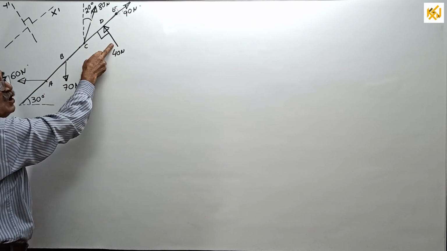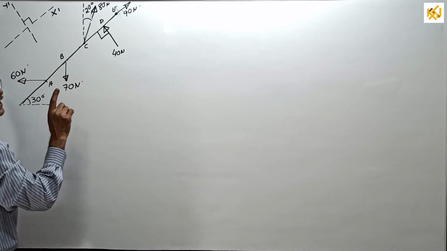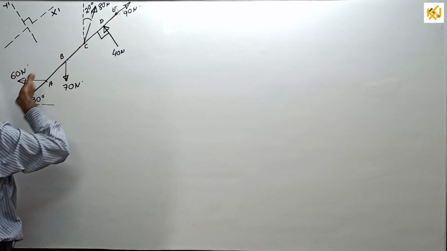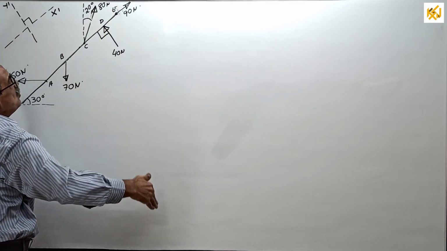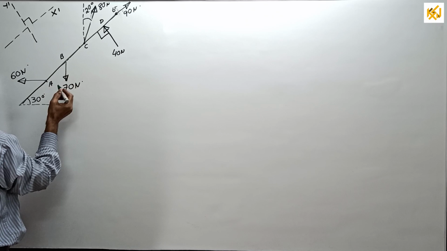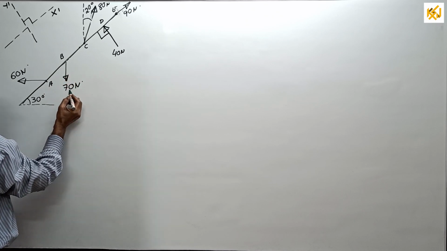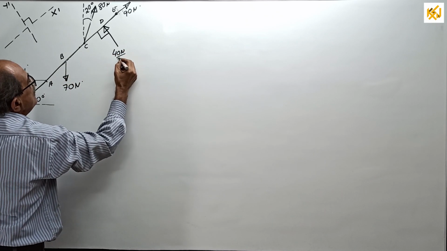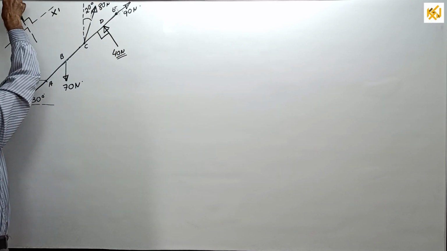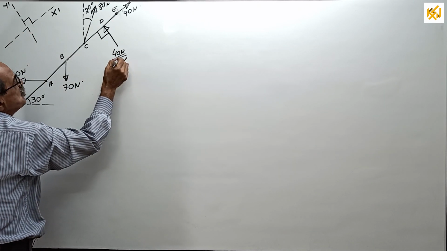Actually, this is usually the normal reaction. But here not that way. We want resolution along this X dash and perpendicular to this plane. So here what will happen? This 40 Newton is perpendicular to this line. It is directly along Y dash. So no resolution for 40.